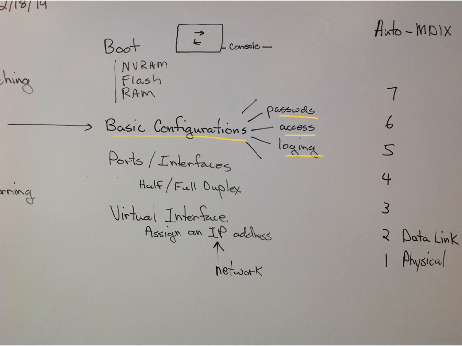Password access logging, describing interfaces, encrypting passwords, and so forth. Next thing we talk about is ports and interfaces. A port could be half duplex or full duplex. And then something else we talk about is the speed of the port.